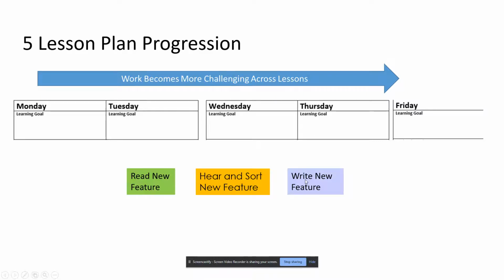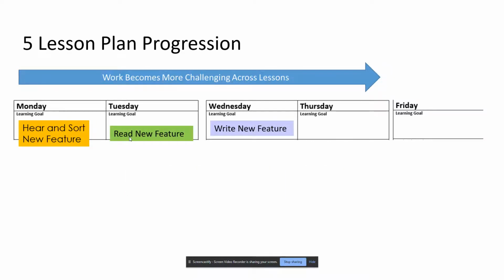So what I want you to do is think a minute about which of these is the easiest goal. Is it easier for kids to write the feature, or read the feature, or hear the feature and sort it? The easiest thing would go here at Monday. The next easiest thing would go here on Tuesday. And the most complicated thing is going to start over here on Wednesday. So take a minute and think about where you would sort these 3 codes. And when you come up with your idea, then progress the video.